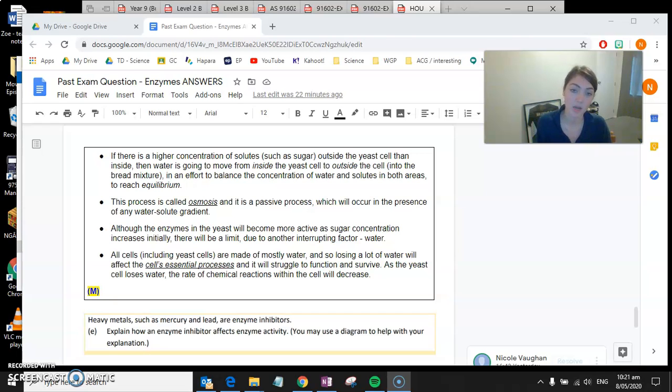So that's really the idea that it was hinting at, was that you could recognize that it had something to do with water, and it's something to do with increasing the amount of sugar. And so what could you connect there? The idea that the cells are going to start shriveling up due to the process of osmosis taking place.